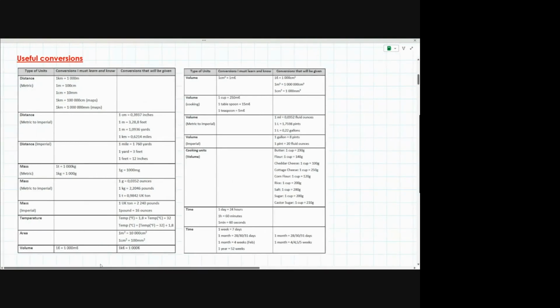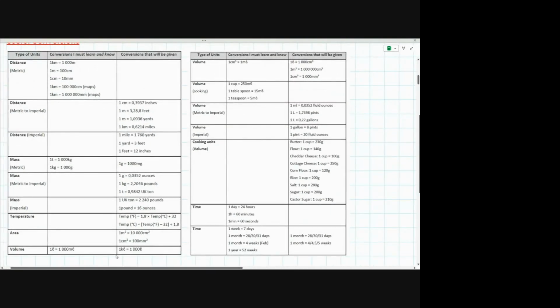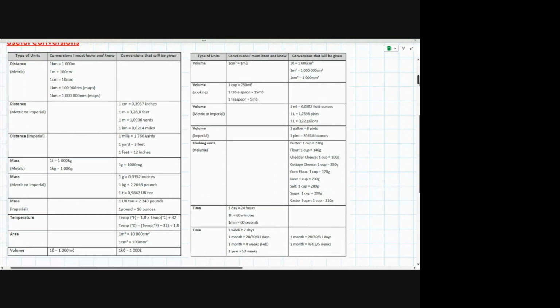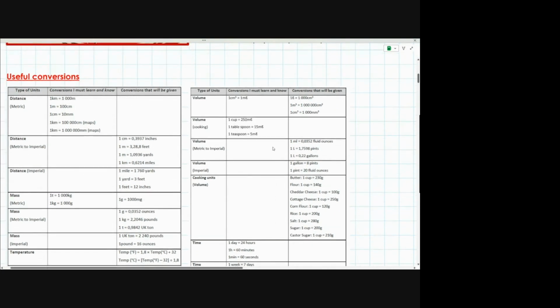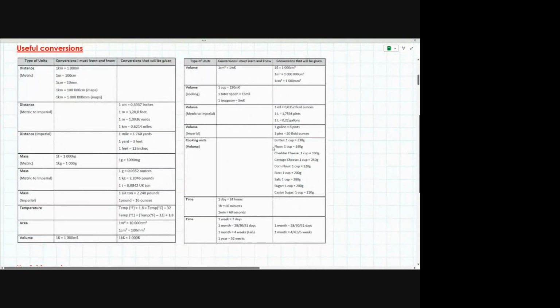But I have put this all onto the Google Classroom for you. So I made this for my kids, years ago now, but it is just a very useful conversion table to have somewhere.